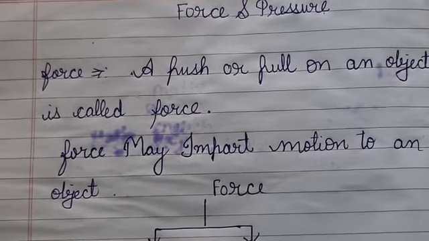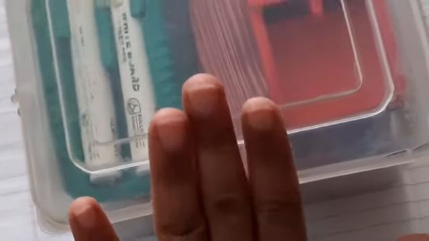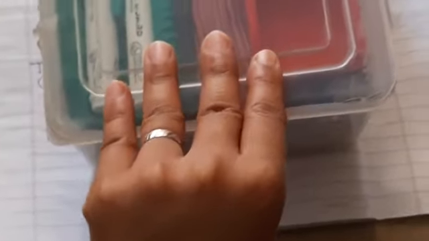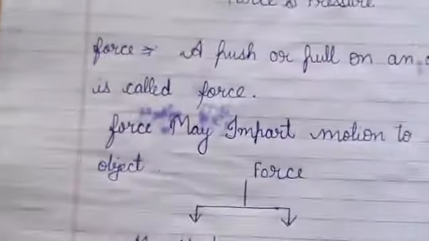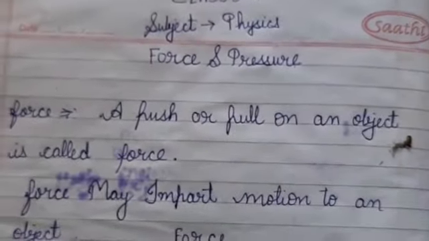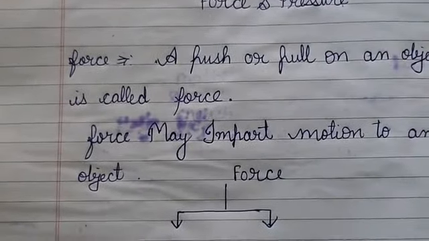For example, suppose this box is here. What I am doing, I am applying a force on this object. Whenever I apply a force on this object, it will move. To push, I pushed it. Similarly, to pull, I pulled it. The push and pull on an object is called force.